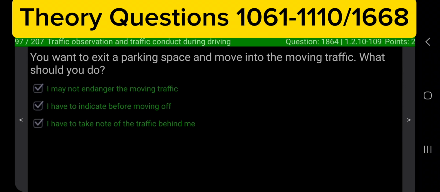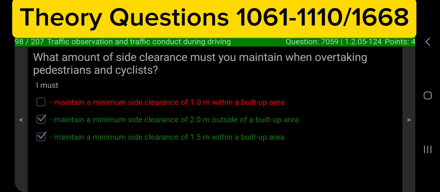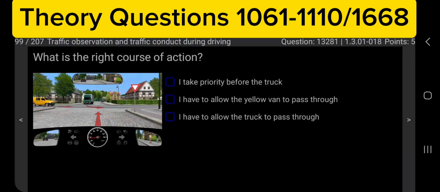I may not endanger the moving traffic when overtaking pedestrians and cyclists. Maintain a minimum side clearance of 1.0 meters within a built-up area. Maintain a minimum side clearance of 2.0 meters outside of a built-up area. Maintain a minimum side clearance of 1.5 meters within a built-up area. What is the right course of action?